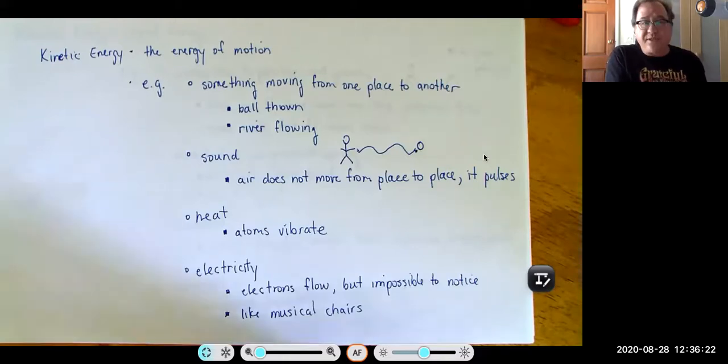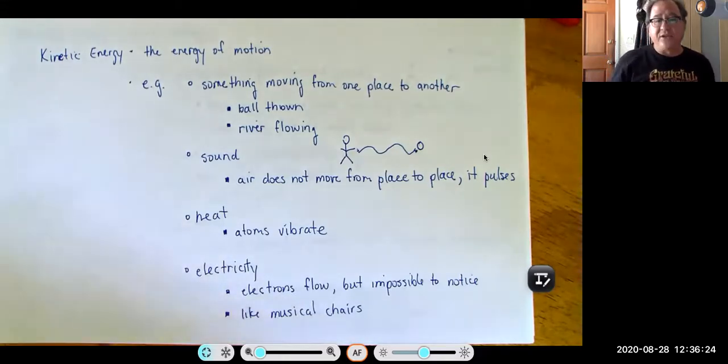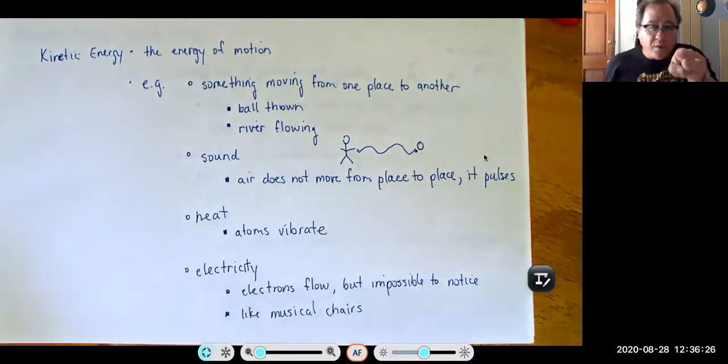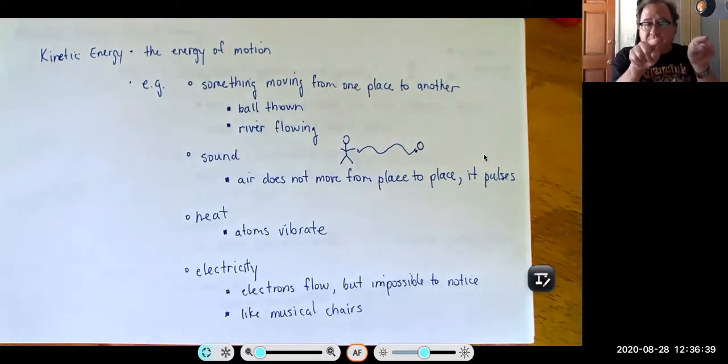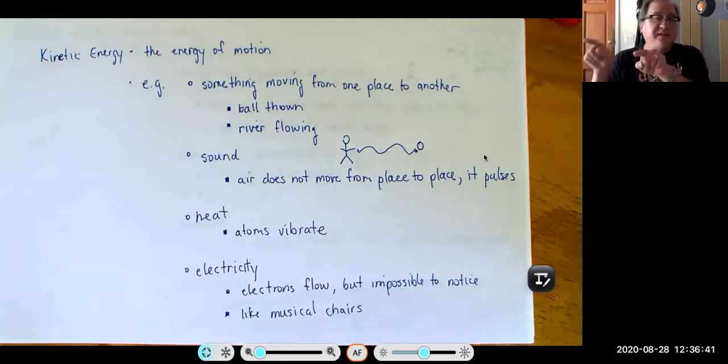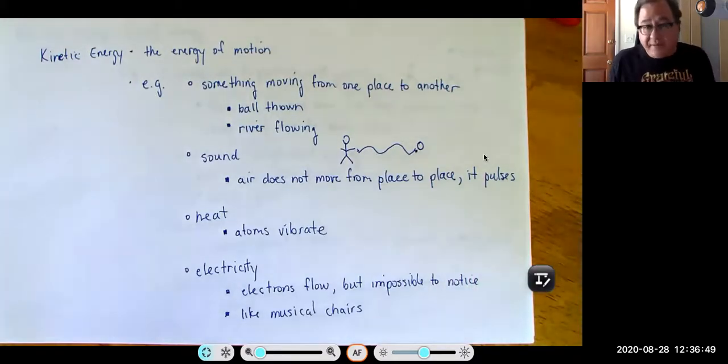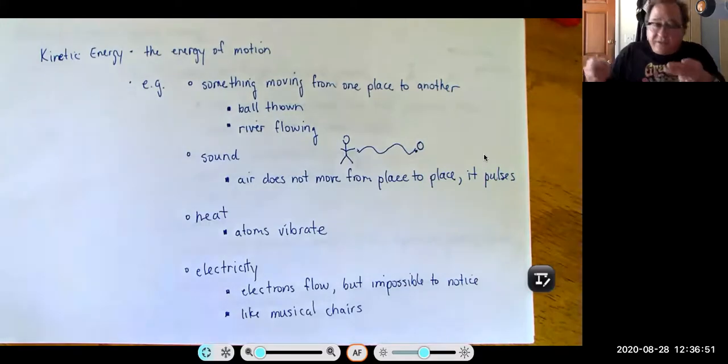And then there's electricity. Electricity is kinetic energy because electrons flow from one atom to another. But the interesting thing about it is that you don't really notice that the electrons are flowing. It's kind of like sound in a way, because the electrons move from one atom to another, but there's always an electron to replace the electron that's moving. So it's almost like musical chairs, but there's enough chairs for everybody. So the electrons move around in a circle.